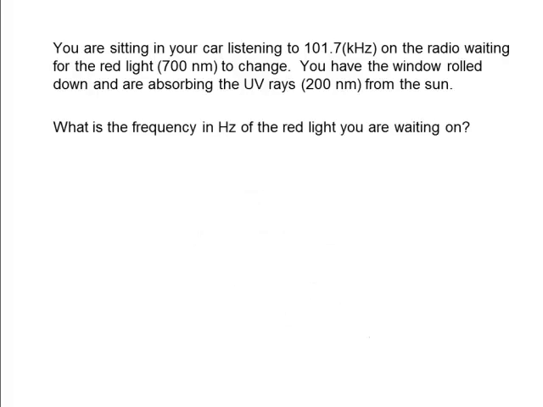Okay, so let's now look at the frequency of the red light I'm waiting on. So I want the frequency in hertz. Well, keep in mind my relationship, wavelength times frequency equals speed of light. Keep in mind that 1 hertz is equal to 1 per second. Fill in what I know. Now in this case, my wavelength of my red light is given to me in nanometers. I need to get that to meters to agree with my units so they cancel.